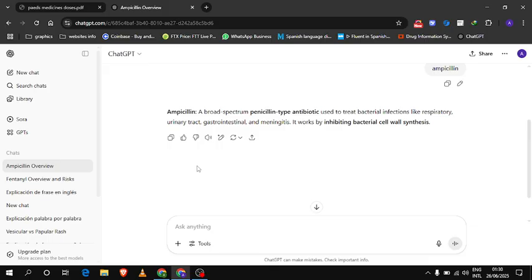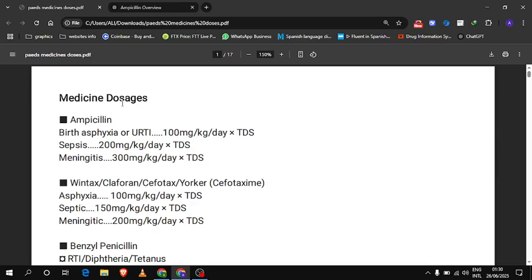Ampicillin, a broad spectrum penicillin type antibiotic used to treat bacterial infections like respiratory, UTI, gastro and meningitis. It works by inhibiting bacterial cell wall synthesis. It is a very common neonatal antibiotic, and it is first line.